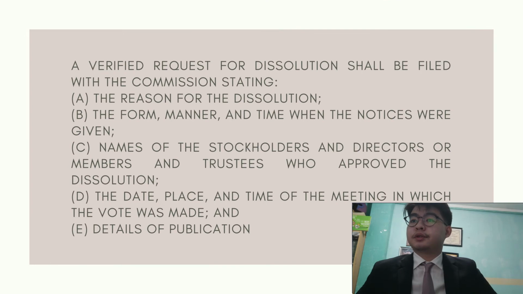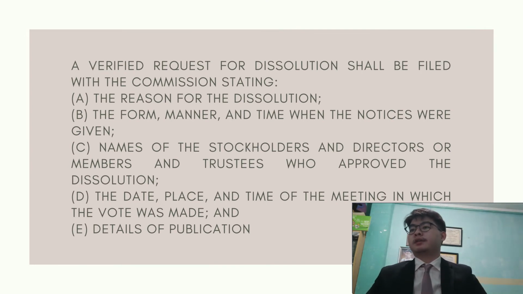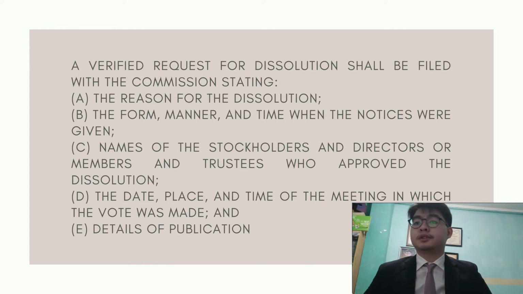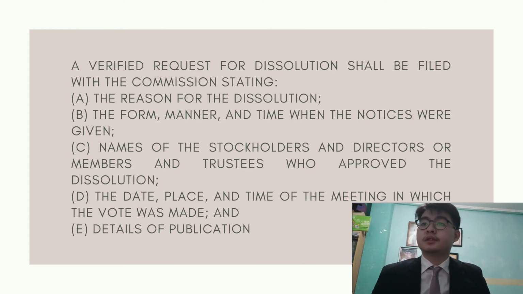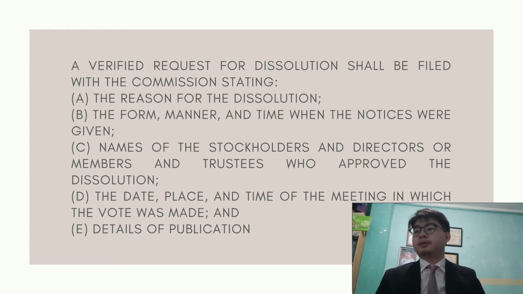After the majority vote of the BOD or BOT is ratified, they may now file a verified request for dissolution with the SEC, and this should state the reason for the dissolution, the form, manner, and time when the notices were given, names of the stockholders and directors or members and trustees who approved the dissolution, the date, place, and time of the meeting in which the vote was made, and lastly the details of the publication.